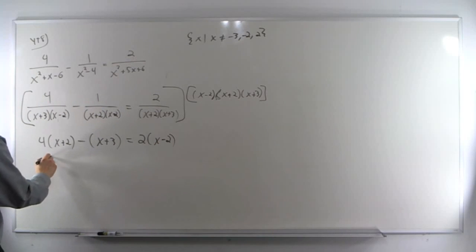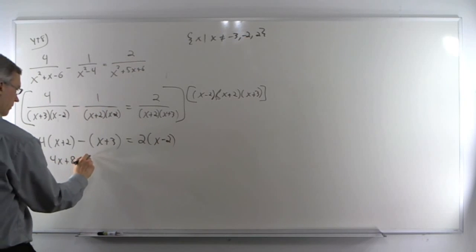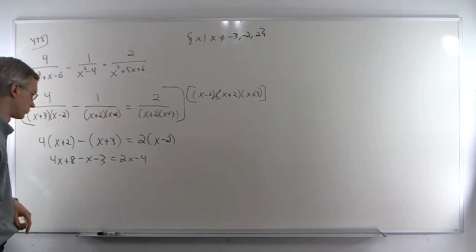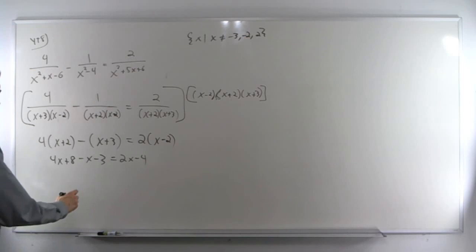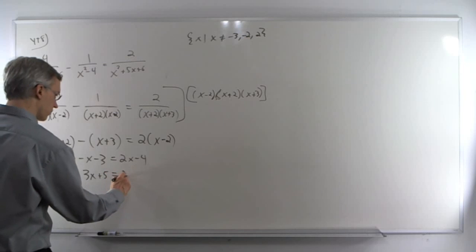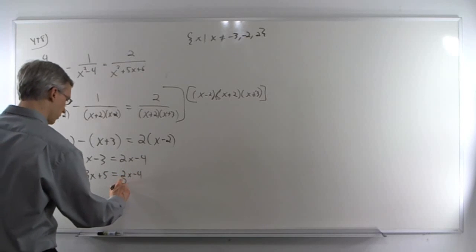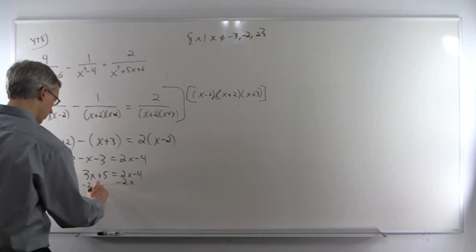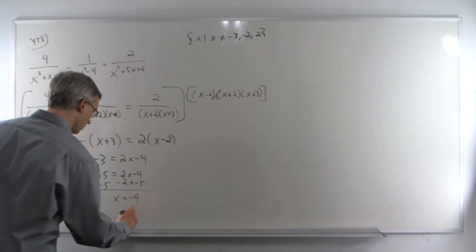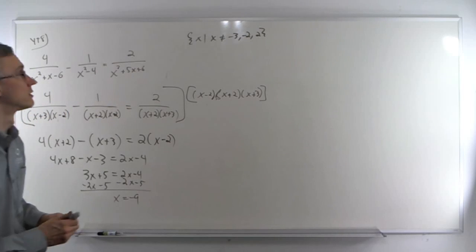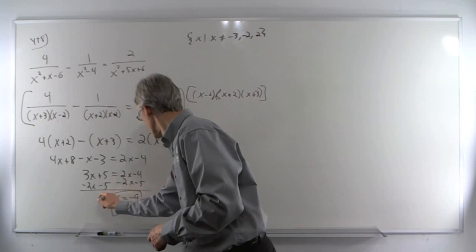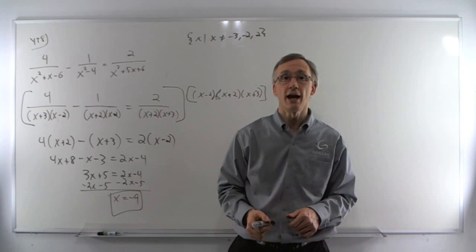Distributing. All right, simplify. And we get x equals negative 9. It's not in the list, so that's a valid solution. So that is it. And that is it for today.